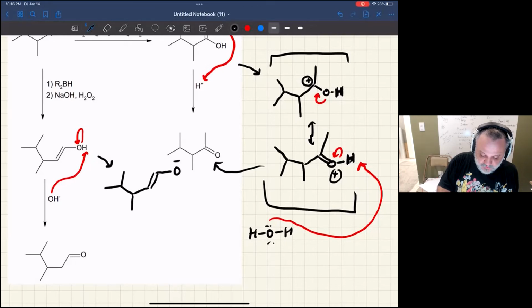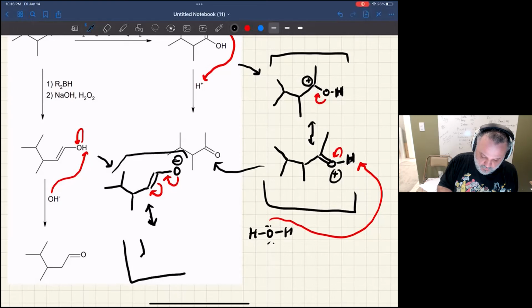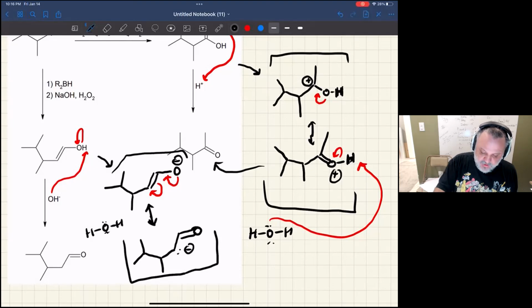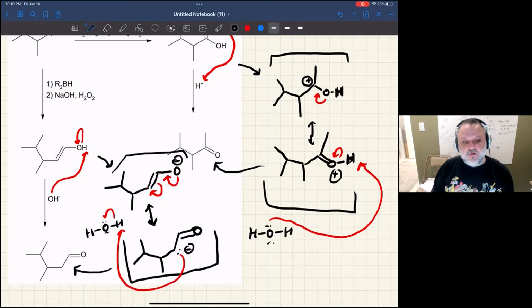Now, what's similar is that the enolate ion is also a resonance contributor. I can show that negative charge moving down onto the carbon. And now that I have that negative charge on the carbon, a water can come around and donate a proton to that location to reform the OH group and get me to my final product.